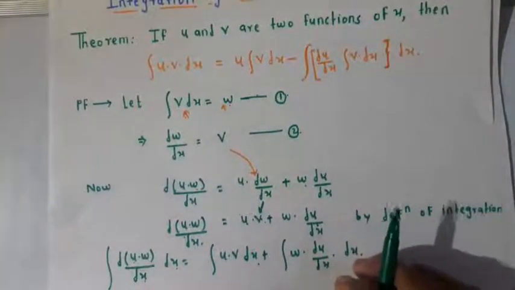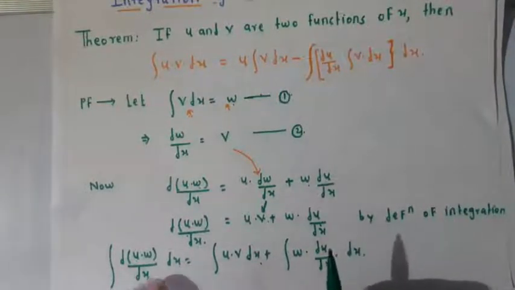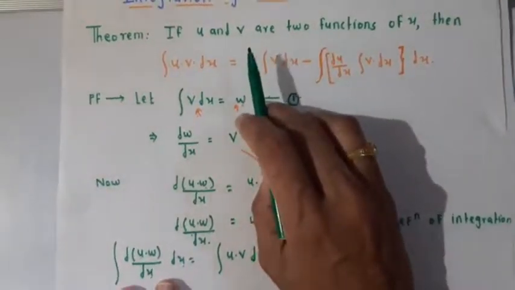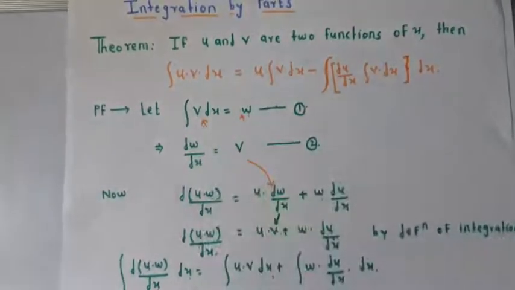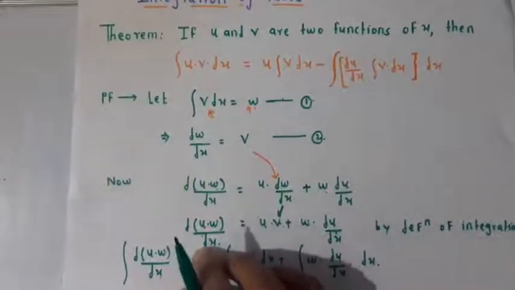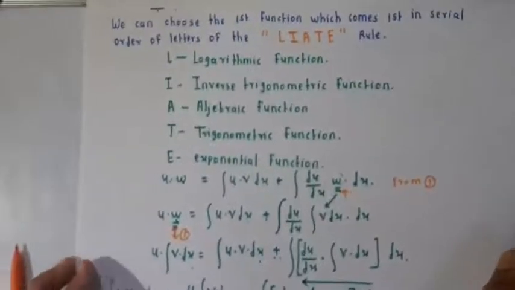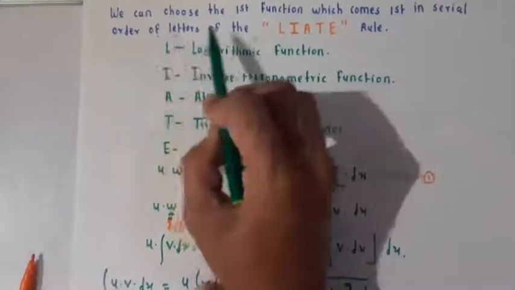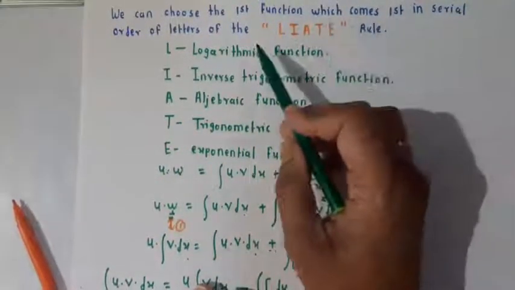But students, there are two functions, and which function you have to consider as the u function and which function as the v function? Okay, to find out the u function and v function, we have to apply a rule, and the rule is known as the LIATE rule. Okay, that means we can choose the first function which comes first in serial order of the letters of LIATE.